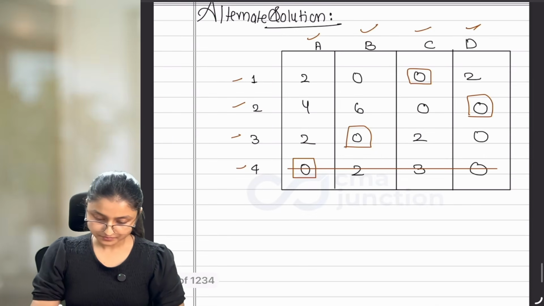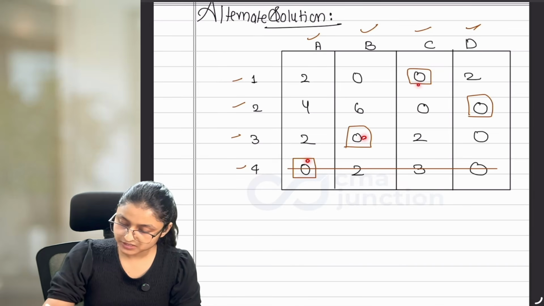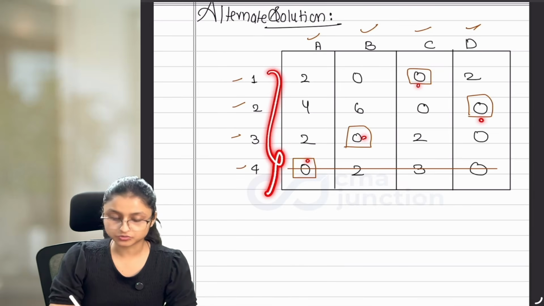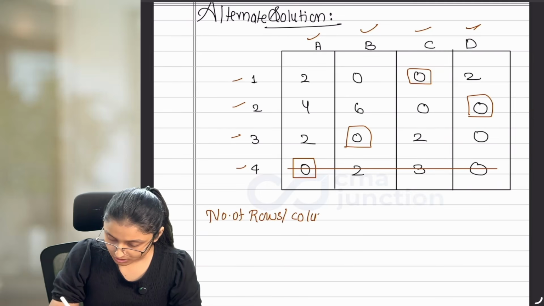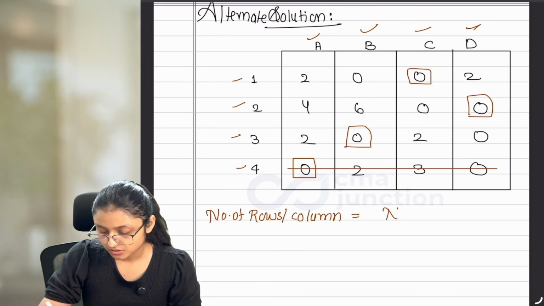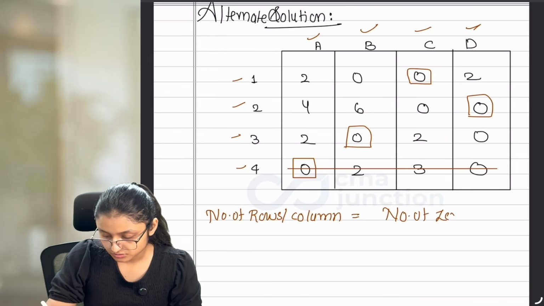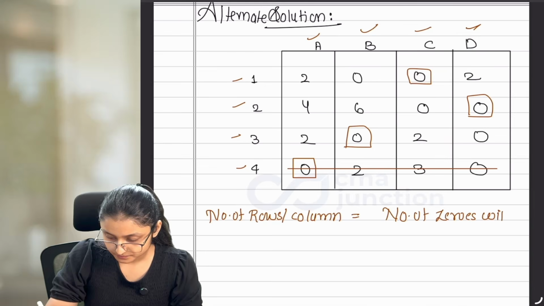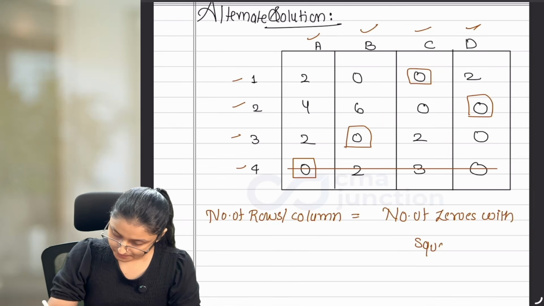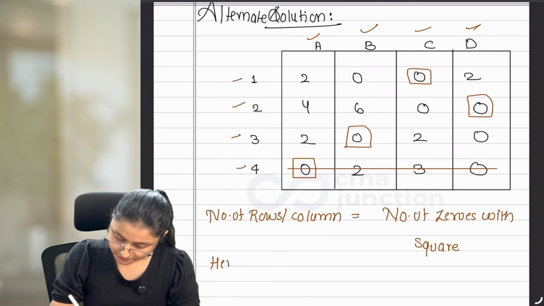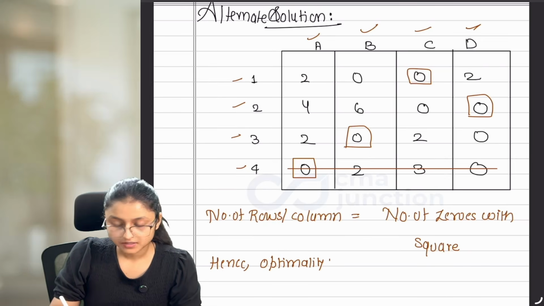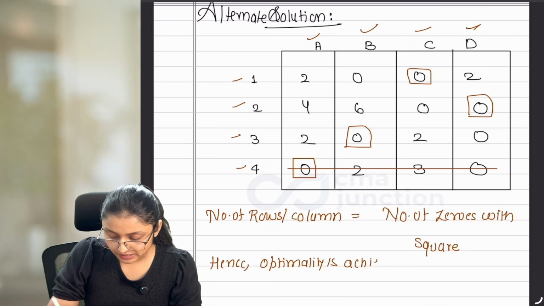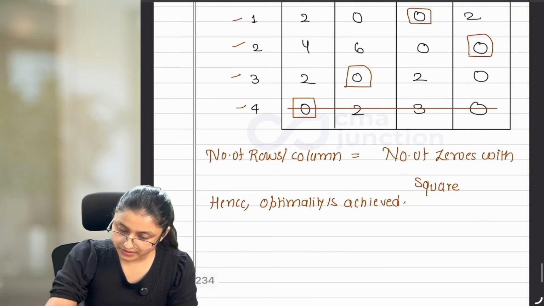Okay? So, as the number of zeros with square is exactly equal to the number of rows or columns, we have reached optimality. The number of rows or columns is equal to the number of zeros with square. Hence optimality is achieved. And if we achieved optimality, we have to show the answer, how we allocated here.